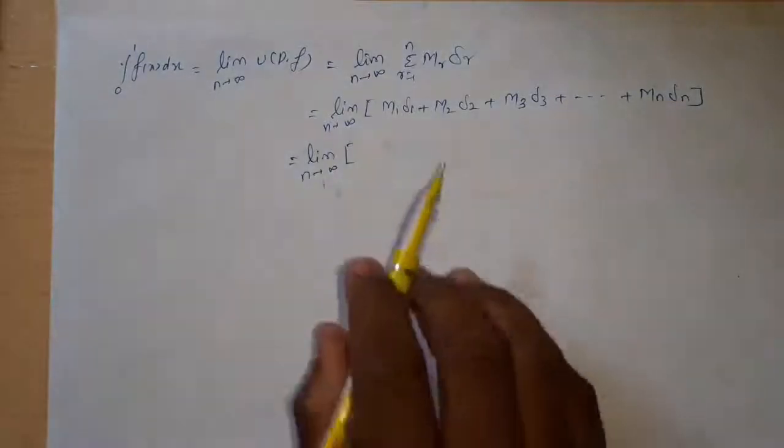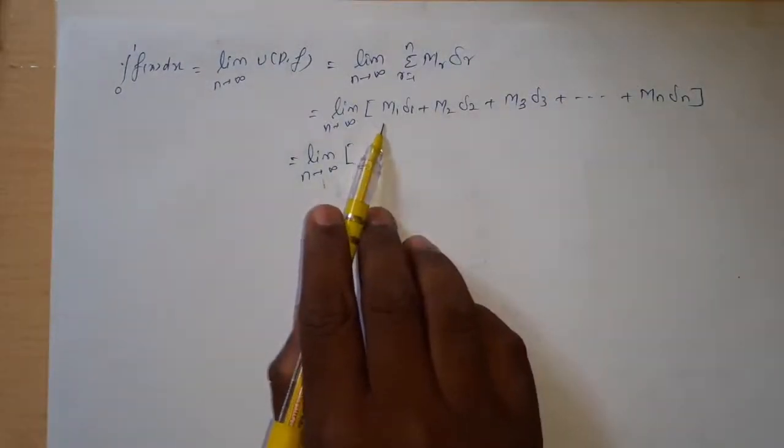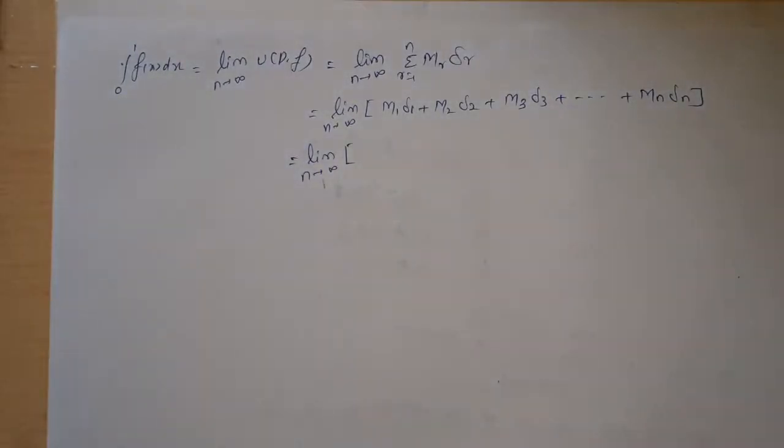Now it is equal to the limit as n tends to infinity. Here M1 is the supremum on the first subinterval, M2 is the supremum on the second subinterval and so on. And delta 1 is the length of the first subinterval, delta 2 the length of the second subinterval and so on, delta n is the length of the nth subinterval.